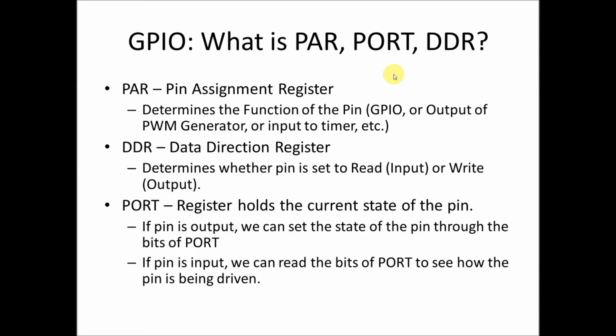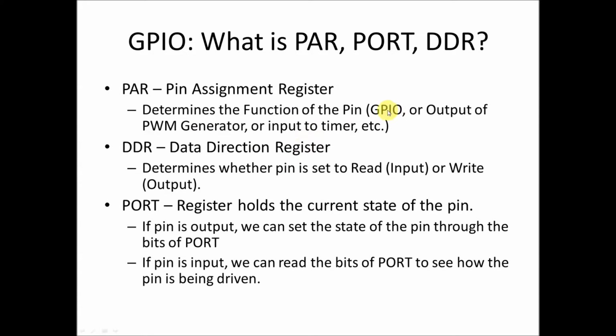The point is that we've got so many peripherals and so many capabilities on the processor that we would need hundreds or even thousands of pins to be able to handle all of the I/O that we could possibly do. We only have 144 pins, so we have these pin assignment registers that allow us to set the function of the pin and choose among whether it's a GPIO or a PWM generator or an input to the timer or whatever else it could possibly be.